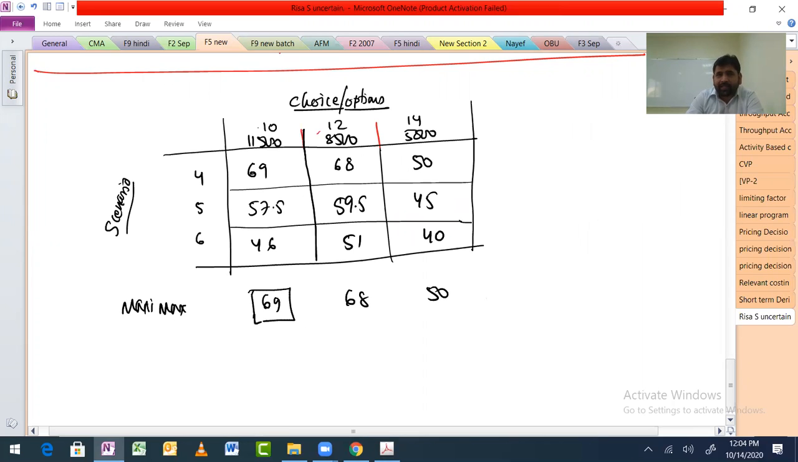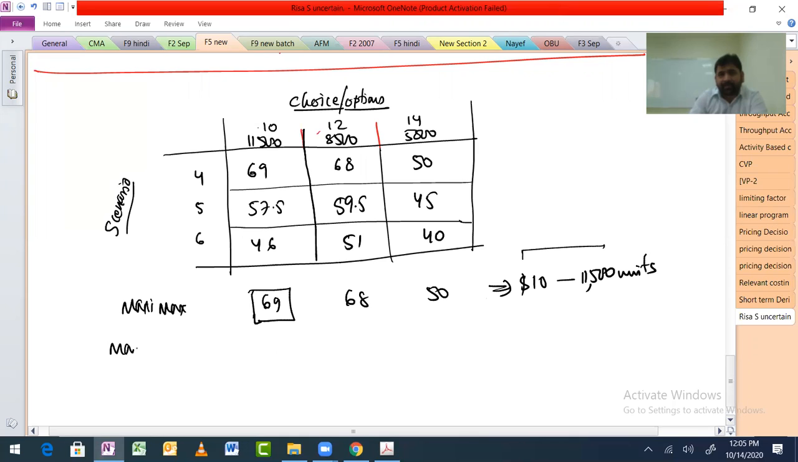That means as per this, we will go for $10 as the price and we will end up selling 11,500 units and we will make 69,000 of profit, contribution. That's what we are expecting. But this is the decision we are going to take.